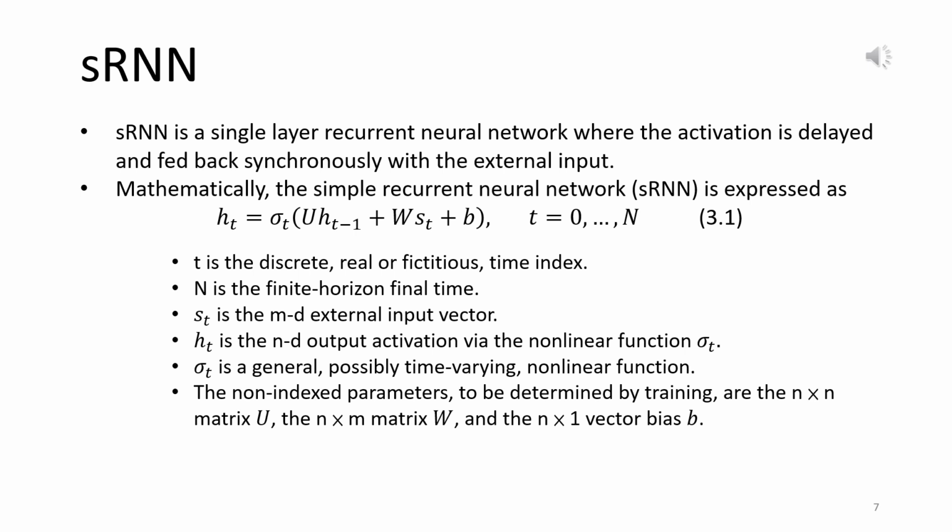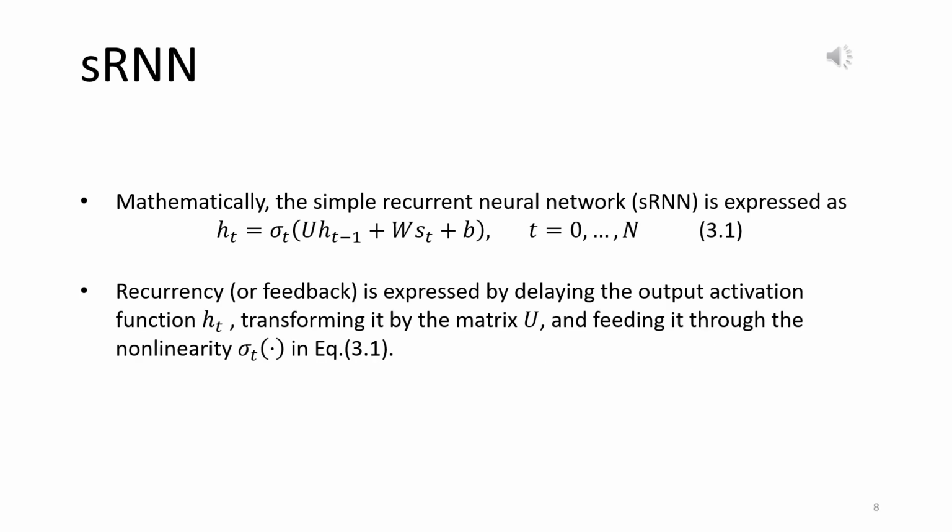S_t is the n-dimensional external input vector. H_t is the n-dimensional output activation via the nonlinear function sigma_t. Sigma_t is a general, possibly time-varying, nonlinear function. The n times n matrix U, the n times m matrix W, and the n times 1 vector bias B are training parameters. In equation 3.1, recurrency, or feedback, is expressed by delaying the output activation function H_t, transforming it by the matrix U, and feeding it through the nonlinear function sigma_t.